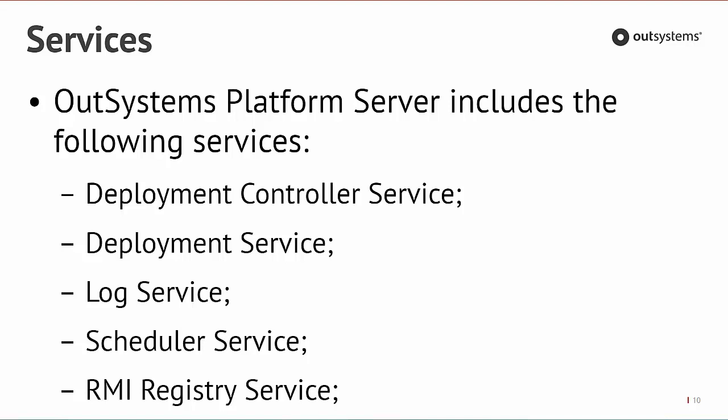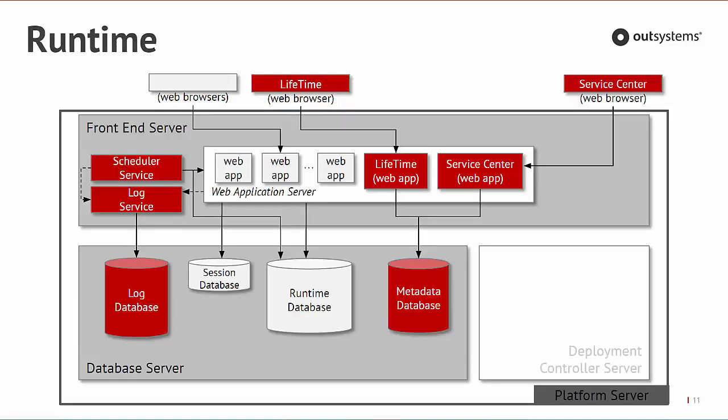The controller, the deployment controller service, deployment service, log, and scheduler. There is no SMS support in the Java version, so that service does not exist in this stack, although it exists in the .NET version. So at runtime, we don't require the deployment controller server at all. It's used only for deployment of applications, and we also don't require the deployment service on the front ends because we don't require deployment again. So basically, runtime only occurs in front ends.